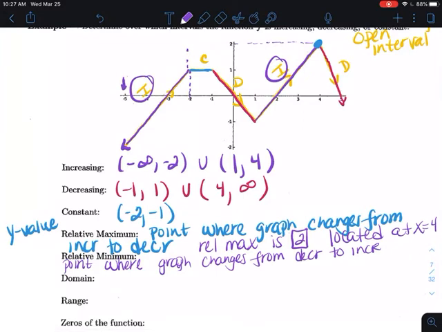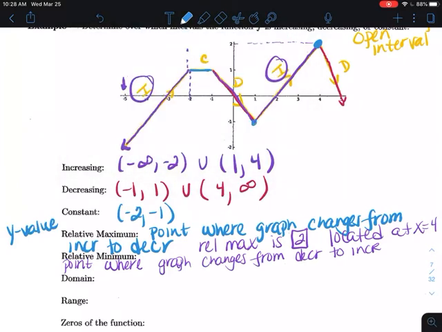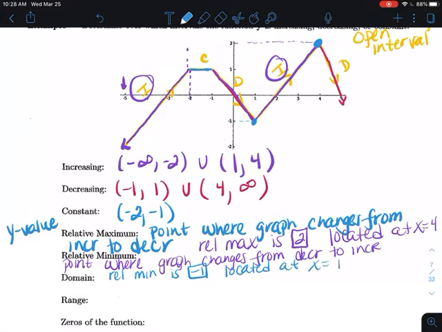So if I look at this graph, it goes from decrease, bam, and then it starts to increase. And that point is here at x equals 1. The actual y value associated with it is -1. So to answer the question, I would say that the relative min is -1. That's how I would put it in my MyMathLab. And it's located at x equals 1.